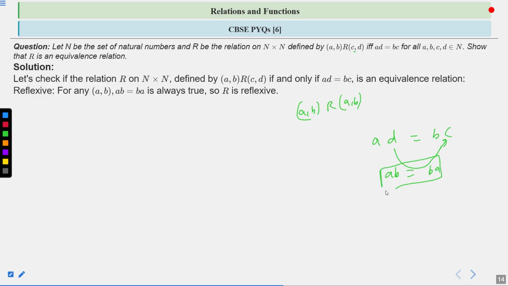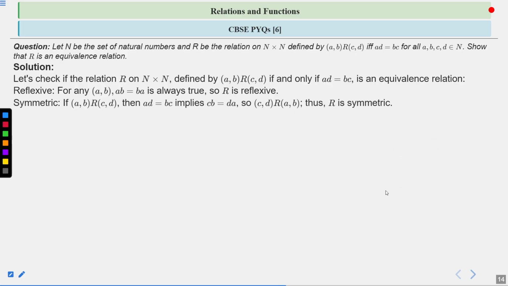AB is equal to BA. We all know that. Clear? 3 into 5 is equal to 5 into 3. So this is reflexive, right? AB is equal to BA is always true. So R is reflexive.